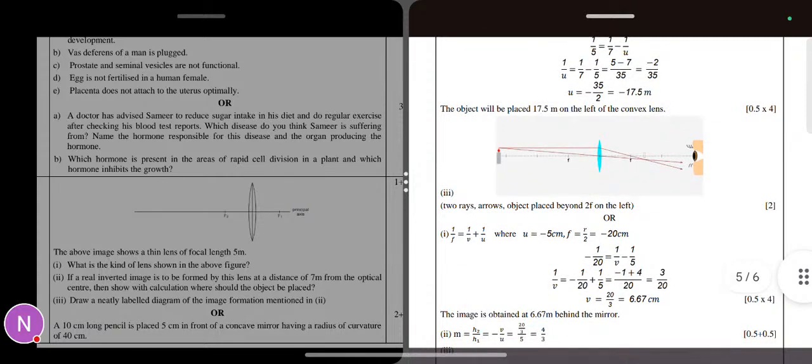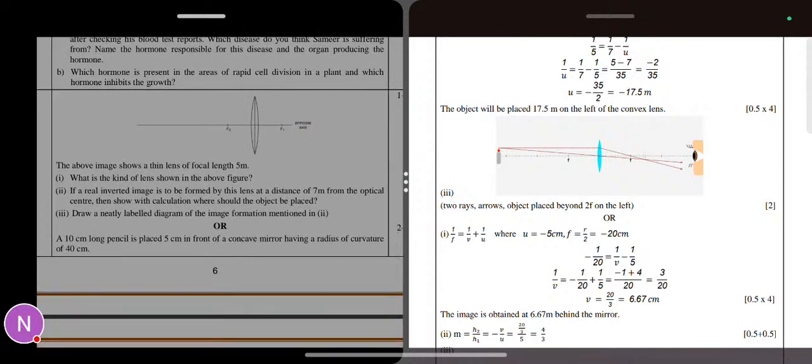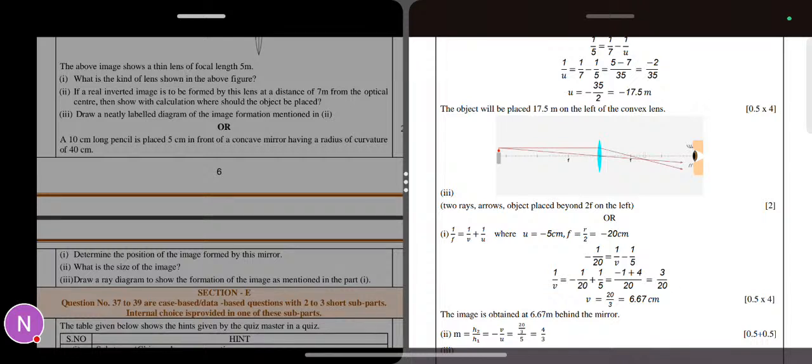Okay. Or question they have asked: A 10 centimeter long pencil is placed 5 centimeter in front of a concave mirror having a radius of curvature of 40 centimeter. Determine the position of the image formed by this mirror. First question. So 1 by f is equal to 1 by v plus 1 by u, where u is equal to minus 5 centimeter, f is equal to R by 2, that is equal to minus 20 centimeter.